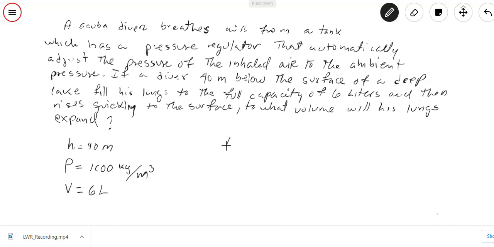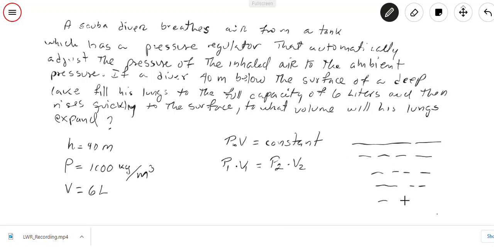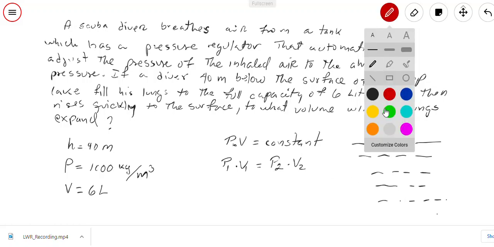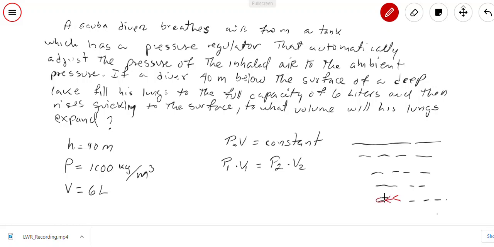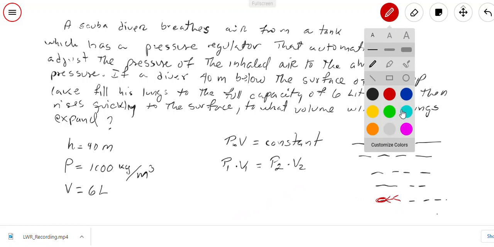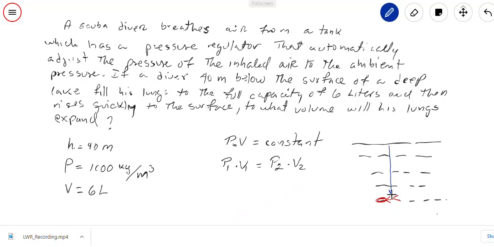So we know that the product of the pressure times the volume is equal to a constant. It means that pressure 1 times volume 1 is equal to the pressure in a secondary scenario times the volume of that secondary scenario. Let me make a representation here. This is the water of the lake, and here I have my diver. So this guy is 40 meters under the water.